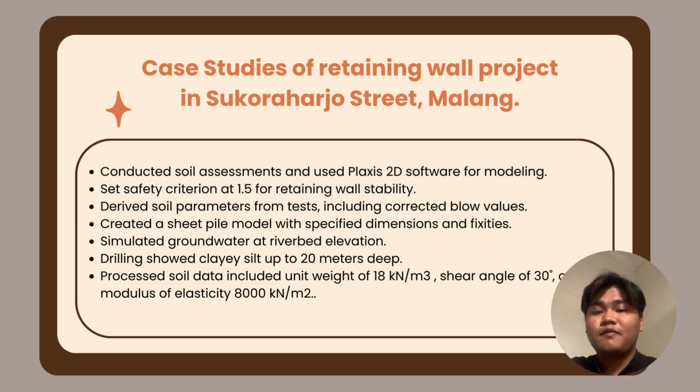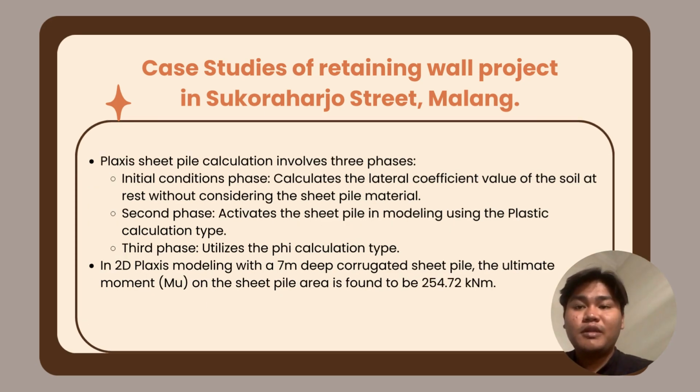Create a shapefile model with a specific dimension and fixities. The simulated groundwater is at riverbed elevation. From the standard penetration test result, drilling shows clay silt up to 20 meters deep. Then we need to process soil data including unit weight of 18 kilonewton per meter cube, shear angle of 30 degrees, and modulus of elasticity 800 kilonewton per meter square. So for the next slide, Plaxis shapefile calculation involves 3 phases.